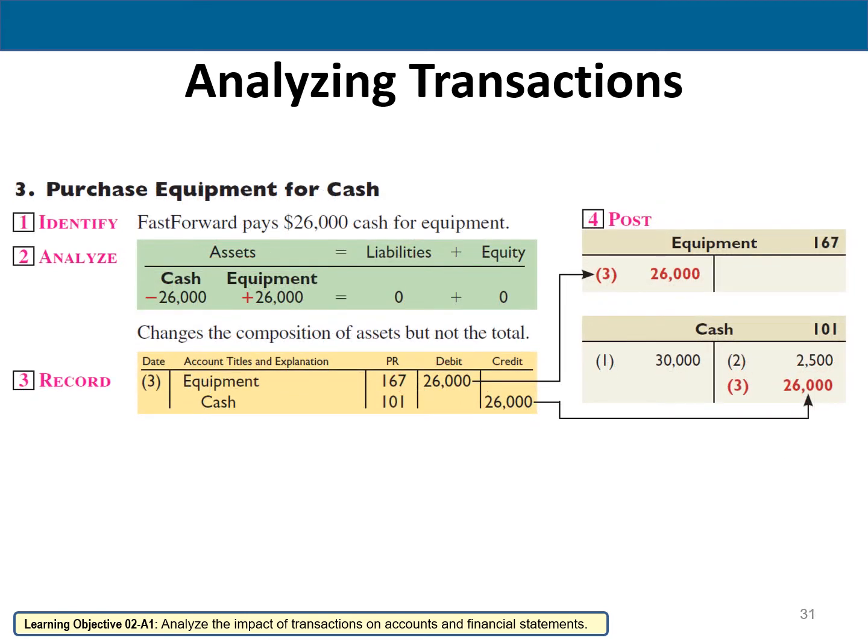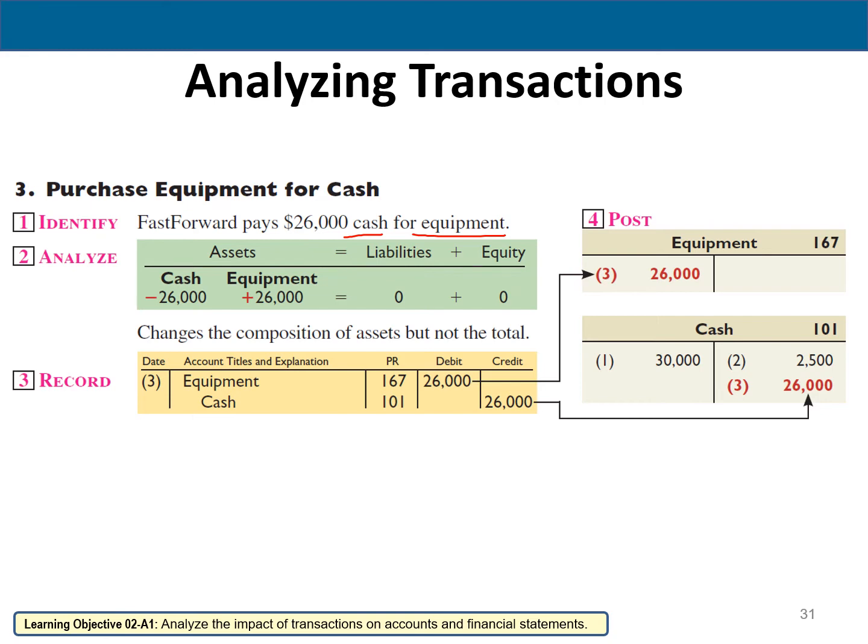Okay, in transaction 3, Fast Forward is paying $26,000 cash for equipment. So we know at a minimum 2 accounts have to be affected. And those 2 accounts in this scenario are cash and equipment, right? And cash is what type of an account? It's an asset, so it belongs on the left side of your accounting equation. And equipment is also an asset, so it belongs on the left side as well. Cash is going down, we're paying that money out the door for the equipment, and in exchange we're getting the equipment, and so our equipment account is going to increase.